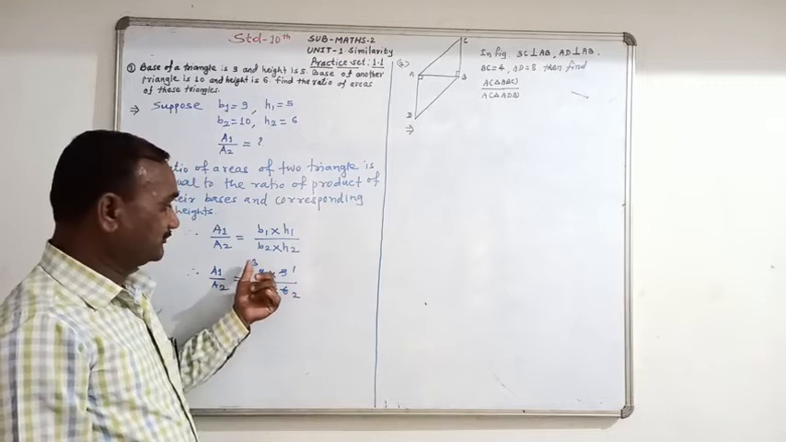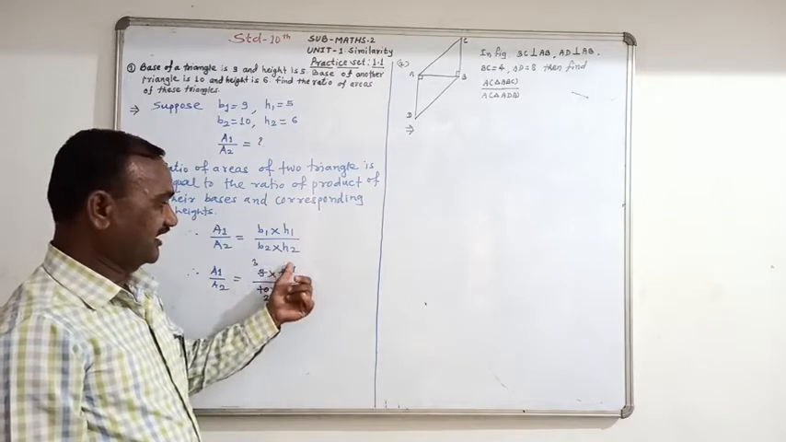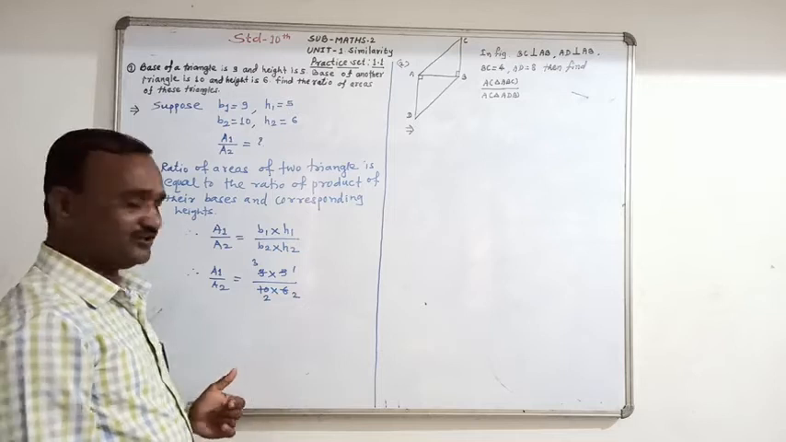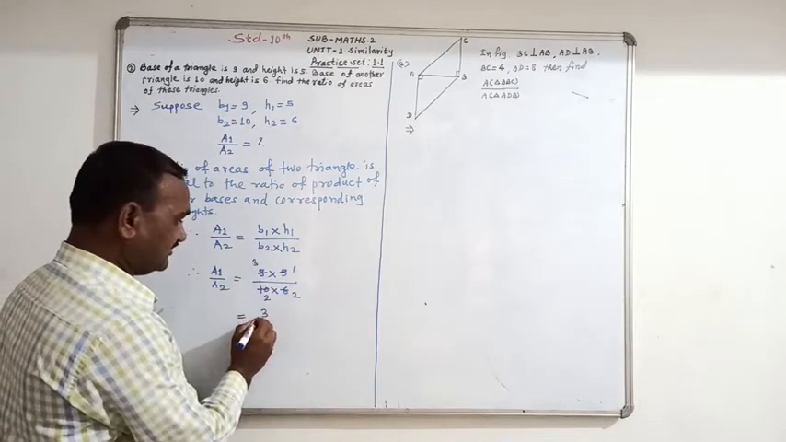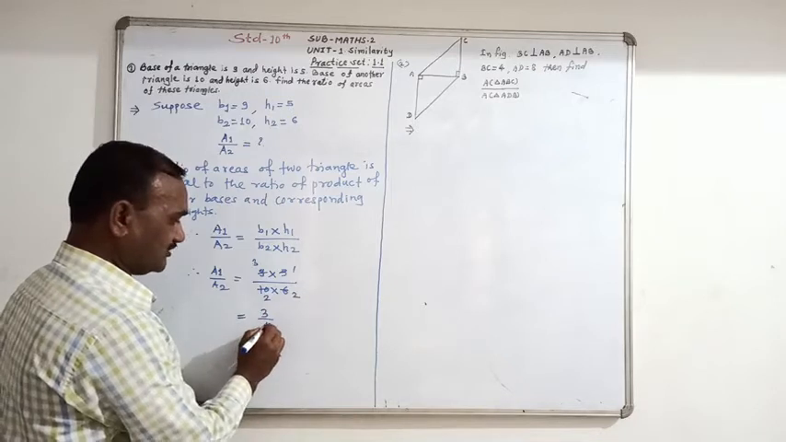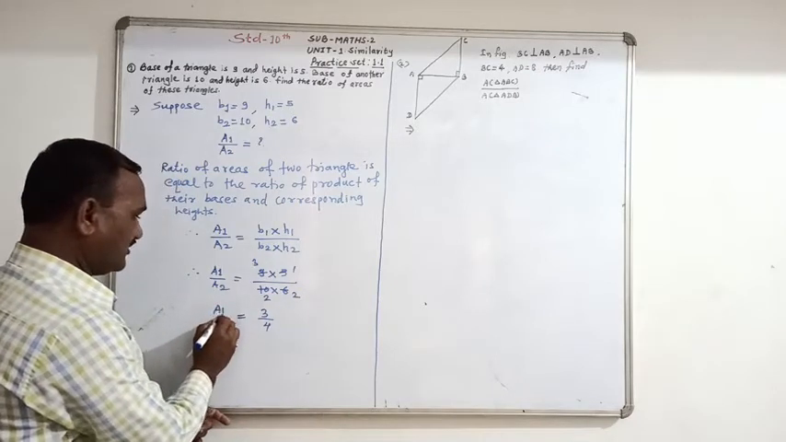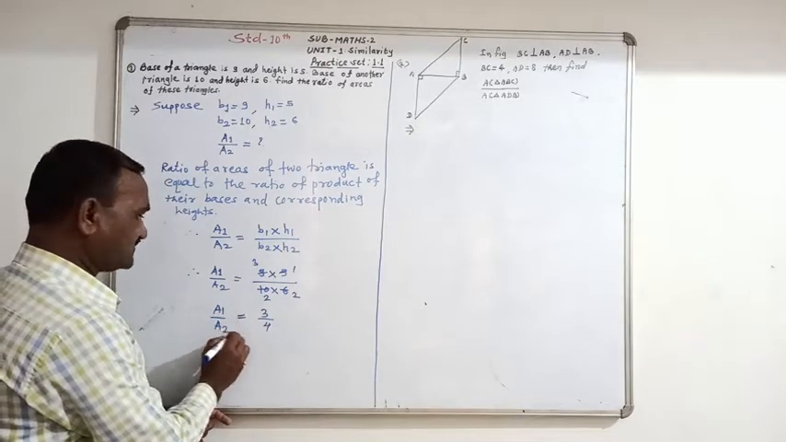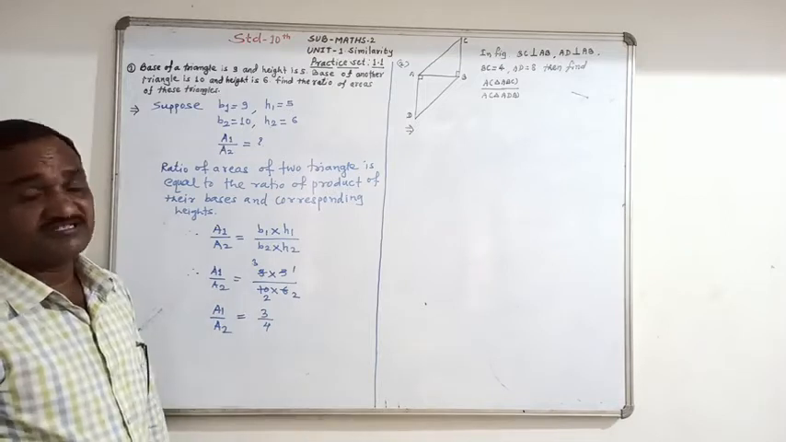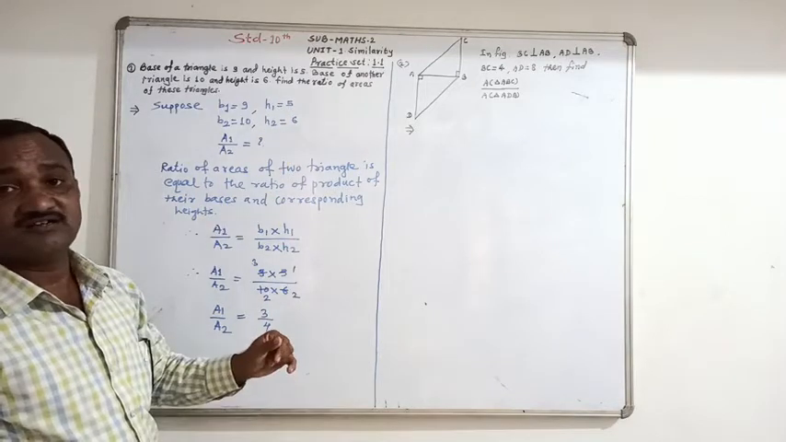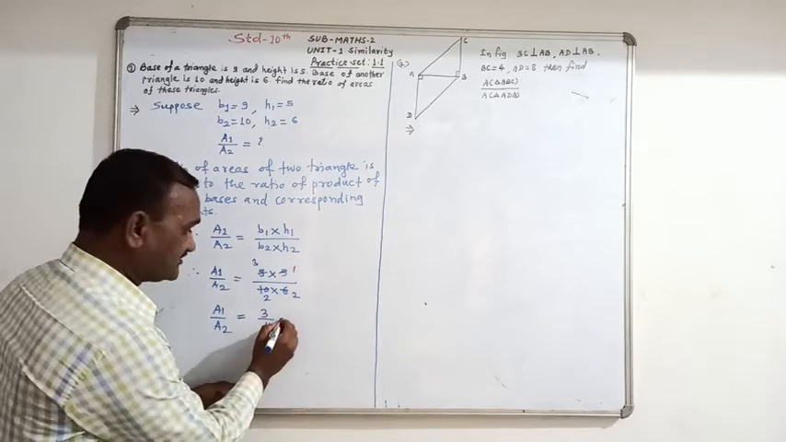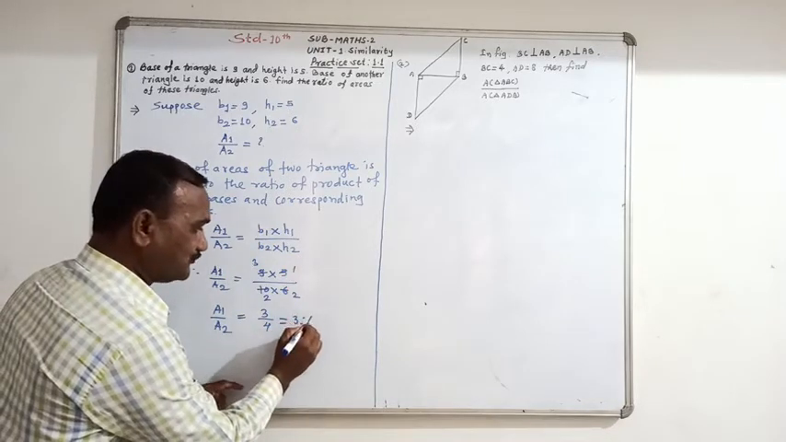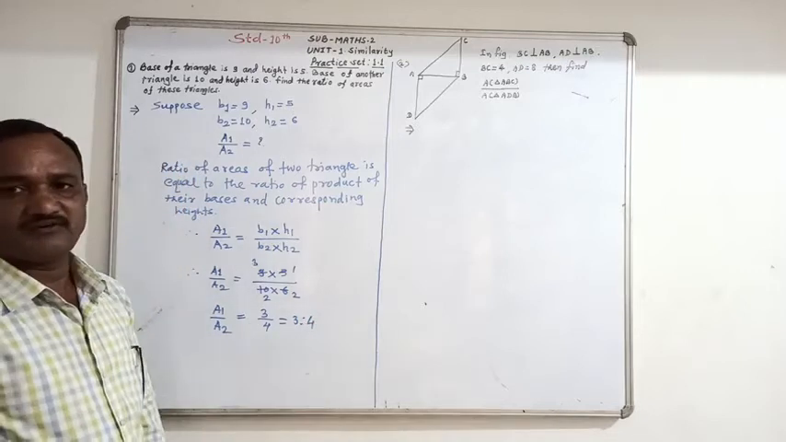Okay, so find the product of numerator with numerator and denominator with denominator. So it is equal to 3 into 1 = 3, divided by 2 into 2 = 4. So here you got A1 divided by A2 is equal to 3 upon 4. This means the ratio of these two triangles, whose bases and heights are given there, is 3 upon 4, or you can write this answer as 3 is to 4. Okay, so you got the answer.